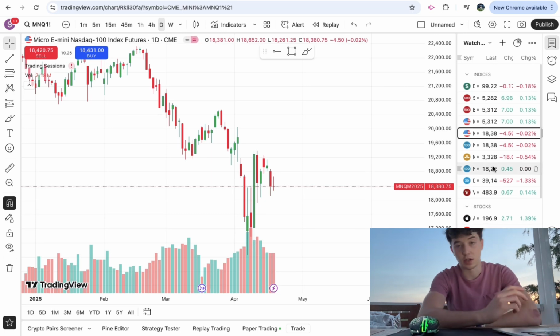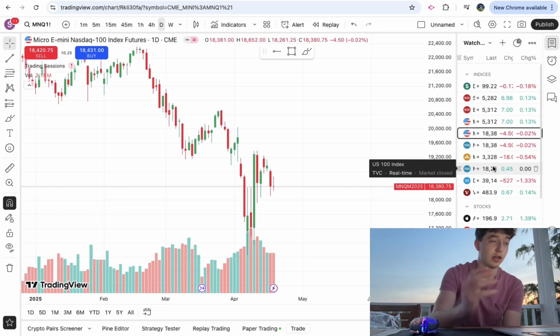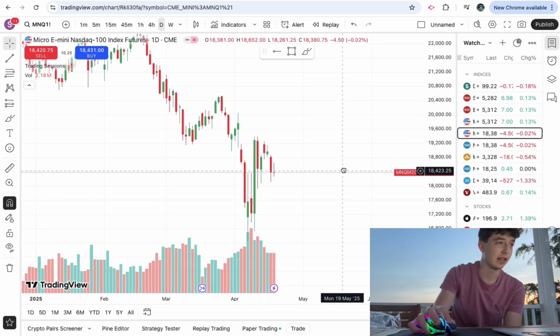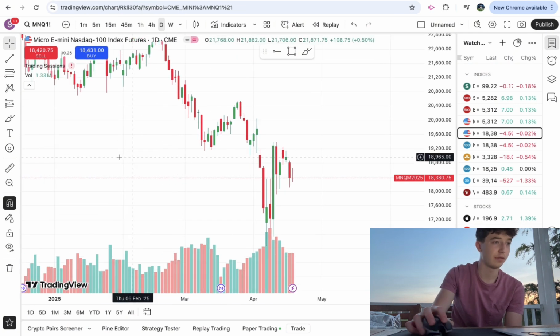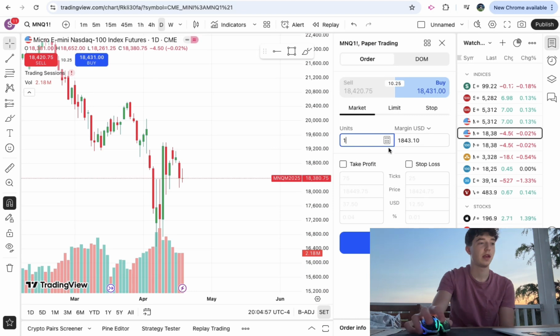Right now the market's closed because it's a weekend, and it's also closed because it's a special day, some weird stuff. But let's say I want to trade this stock.